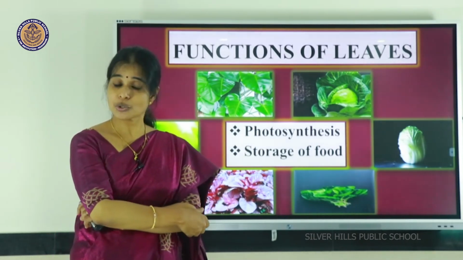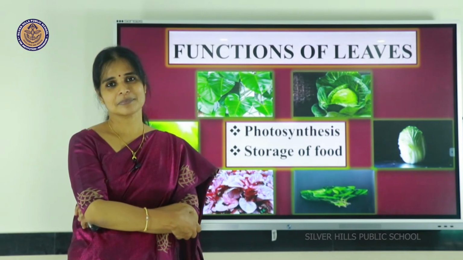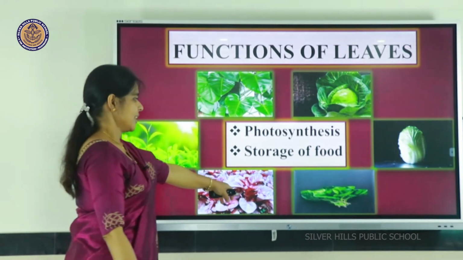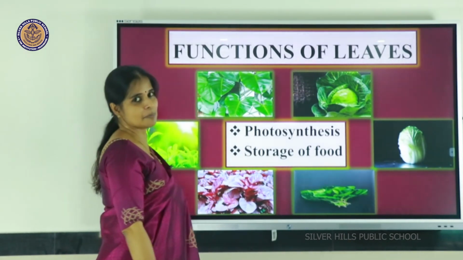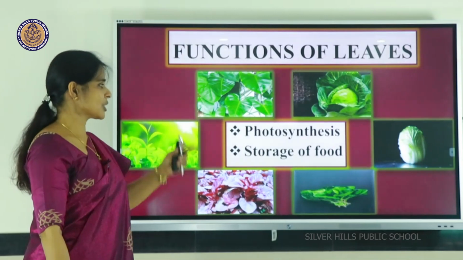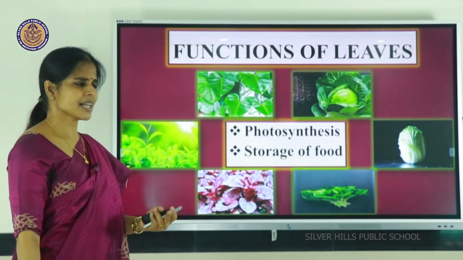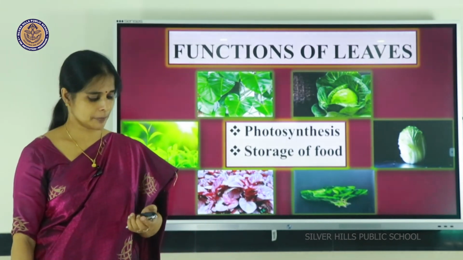Can you give some examples of storage of food in leaves? The pictures show examples: spinach, the red chira. Spinach is an example of storage of food in the leaf. Cabbage is another example. Lettuce. Many examples are there in which the leaves are used for storage of food.